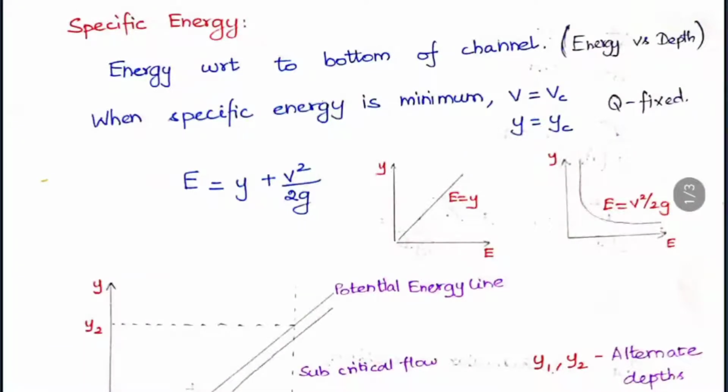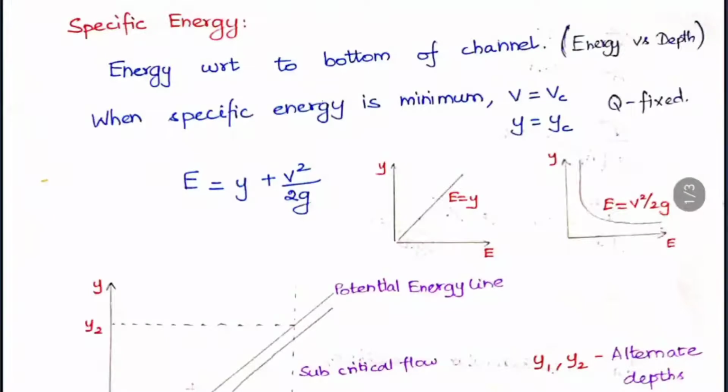So at each different depth, the energy will vary. Based on that depth from the channel's bottom, we will be calculating the energy per unit weight. That is why we call it the specific energy. Generally we draw the graph with energy on the x-axis and the depth of the water on the y-axis. So this is normally the specific energy curve.